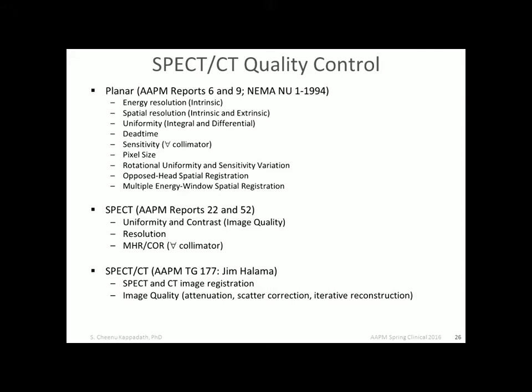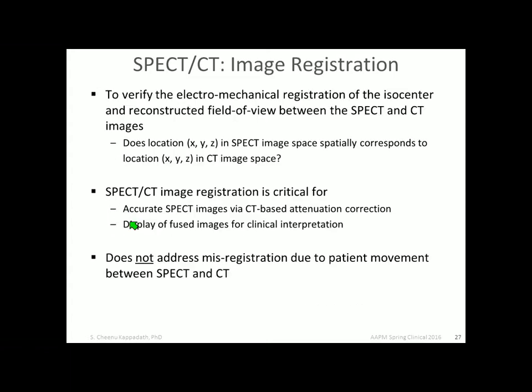Okay? We also have an image quality test, but that is very similar to the SPECT image quality, except we're using CT for attenuation and scatter correction. So what is the image registration? The idea is that we want to verify that the registration of the SPECT and the CT is accurate, right? So when you do the fused images, you can associate anatomy with function with some level of accuracy.